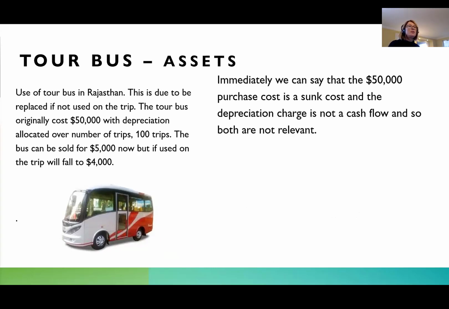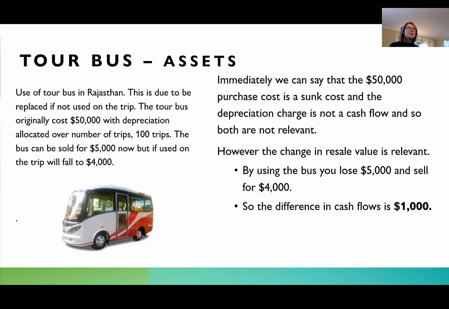Immediately, we can say that the 50,000 purchase cost is sunk and nobody went for that option. So that was well done. The depreciation charge some people went for, it's not a cash flow, so therefore it's not relevant. It's just a way of allocating that original purchase cost. That's a profit item. We already paid for it, so it's sunk.